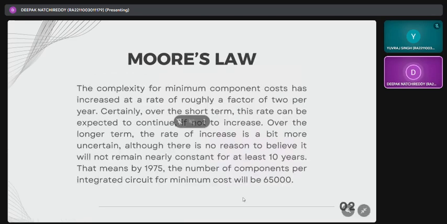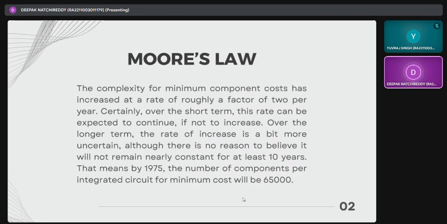Moore's law: the complexity for minimum component costs has increased at a rate of roughly a factor of 2 per year. Certainly, over the short term, this rate can be expected to continue if not to increase. Over the long term, the rate of increase is a bit more uncertain, although there is no reason to believe it will not remain nearly constant for at least 10 years. That means by 1975, the number of components per integrated circuit for minimum cost will be 65,000.